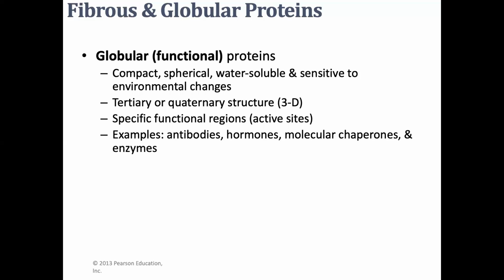Examples of globular proteins include antibodies, which are proteins that protect us against disease by attacking invaders, attaching to them, and tagging them for destruction. There's hormones, which are chemical signals that are sent in the blood that travel to other tissues and then tell those tissues to perform a certain task. And then there's chaperones. Those are proteins that help other proteins fold up.